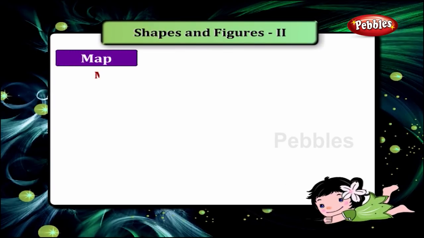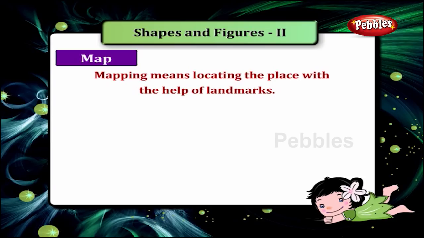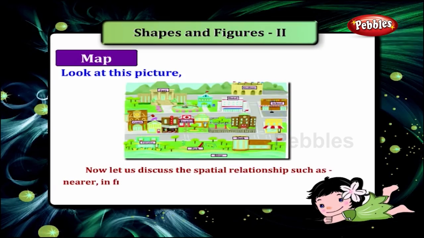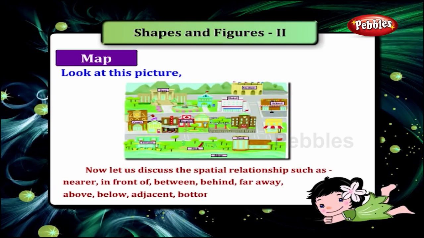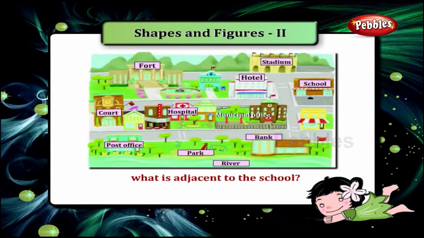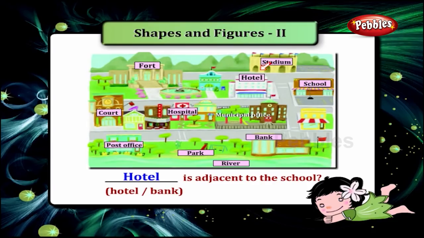Map. Mapping means locating the place with the help of landmarks. Look at this picture. Now let us discuss the spatial relationship, such as nearer, in front of, between, behind, far away, above, below, adjacent, bottom, top, etc. What is adjacent to the school, the hotel, or the bank? The hotel is adjacent to the school.